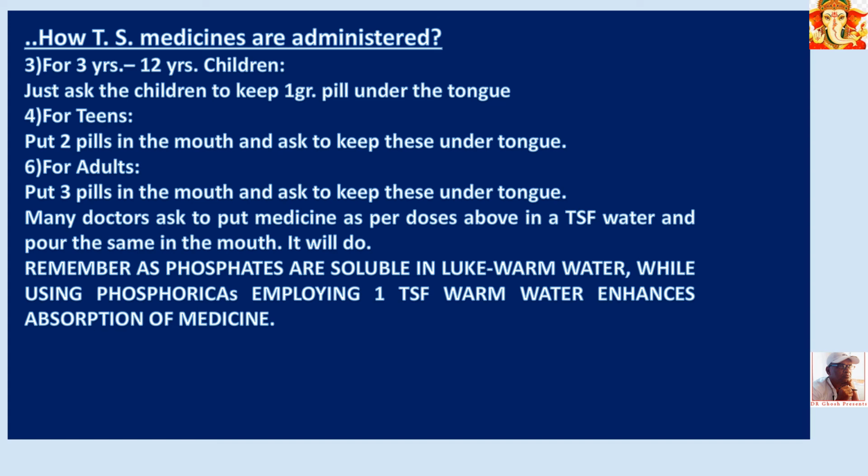For teenagers, put 2 pills in the mouth and ask them to keep these under the tongue. Same for adults: put 3 pills in the mouth and ask them to keep them under their tongue. Many doctors ask to put the medicine as per the doses above in a teaspoonful of water and pour it in the mouth. It will do. Remember, as phosphates are soluble in lukewarm water, while using phosphoricum, employing 1 teaspoonful of warm water enhances absorption of the medicine.